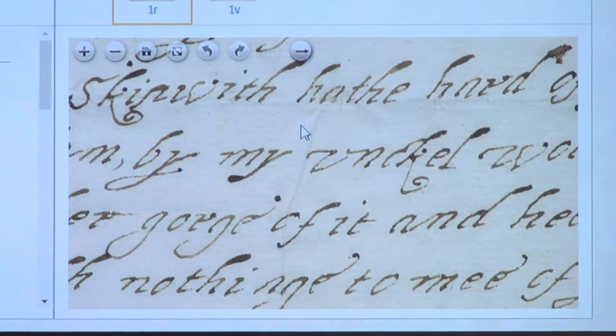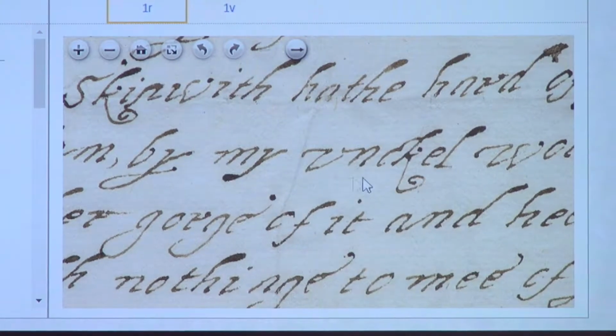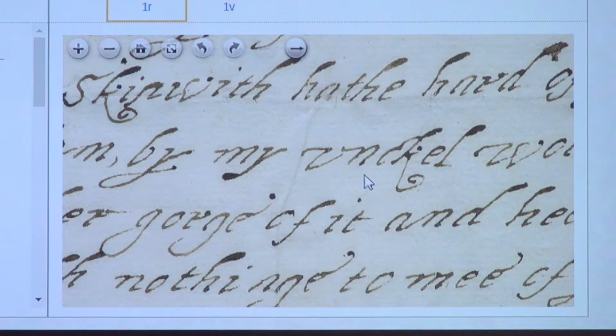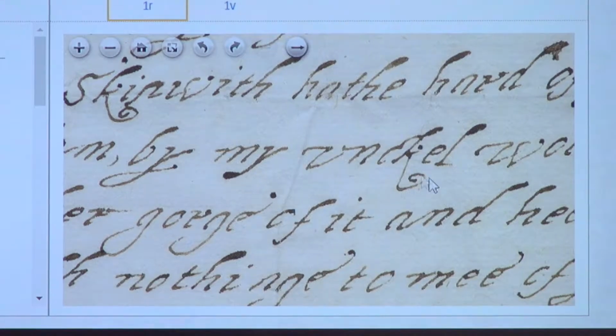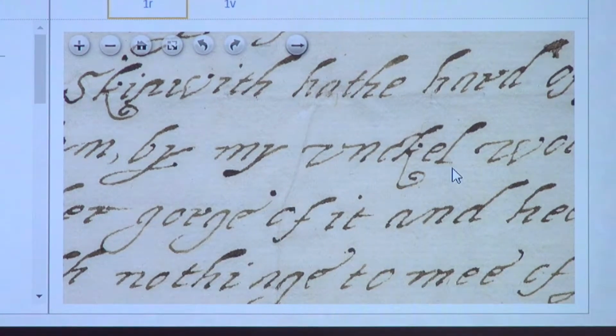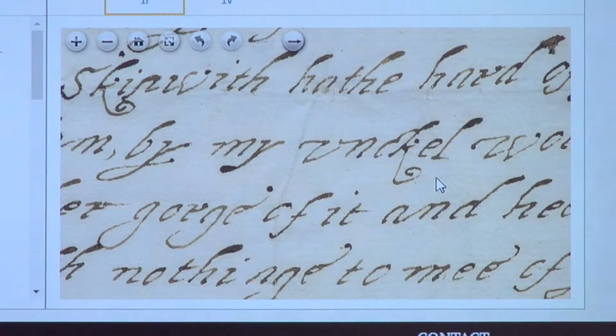Can anyone guess what this word is? Uncle, right. And it is spelled V-N-C-K with a cute little curly Q, E-L. So we don't want you to modernize that spelling. We want you to spell it out, type it out, V-N-C-K-E-L.